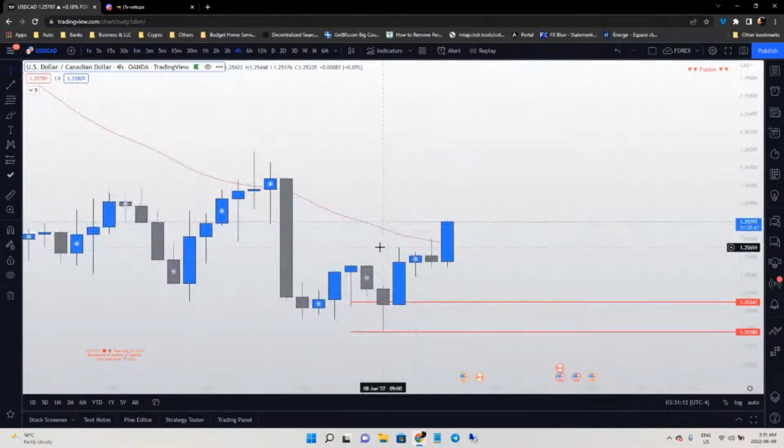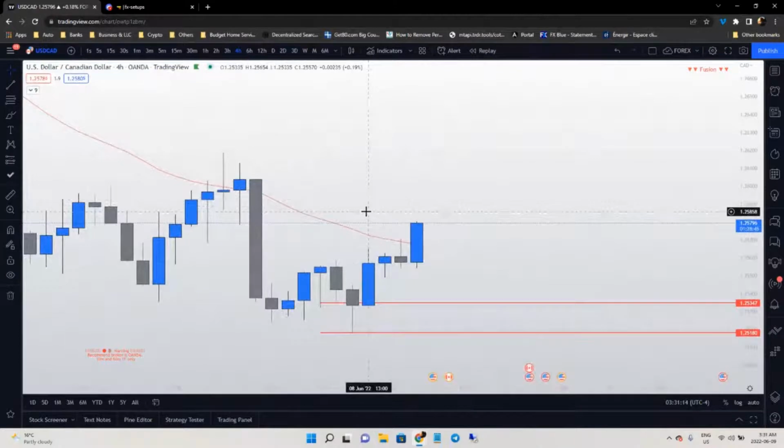So, is there any other pair you wanted to look at, or was that only USD CAD?